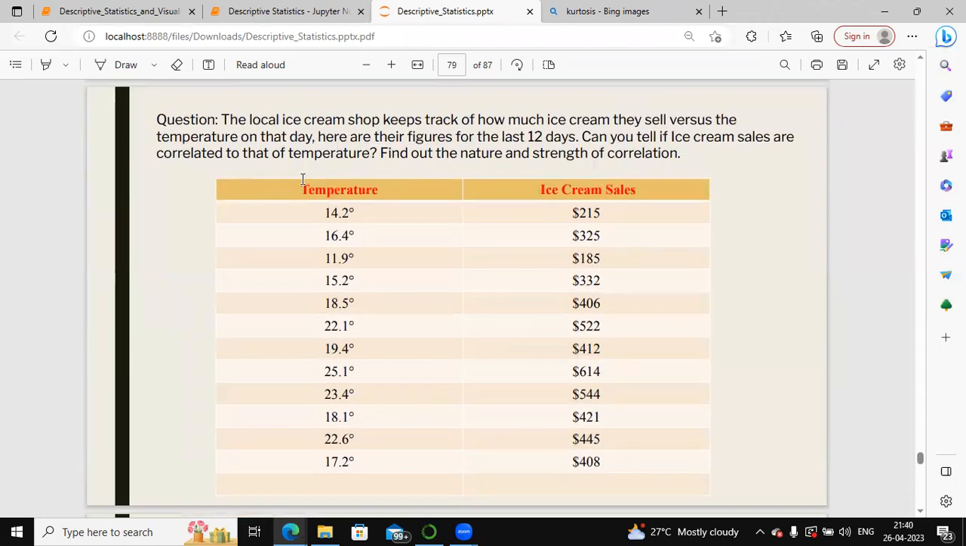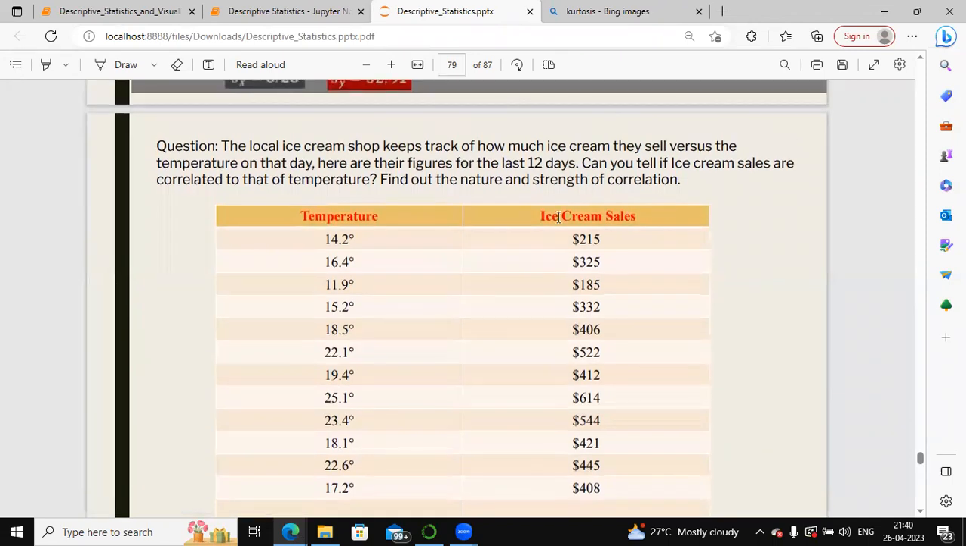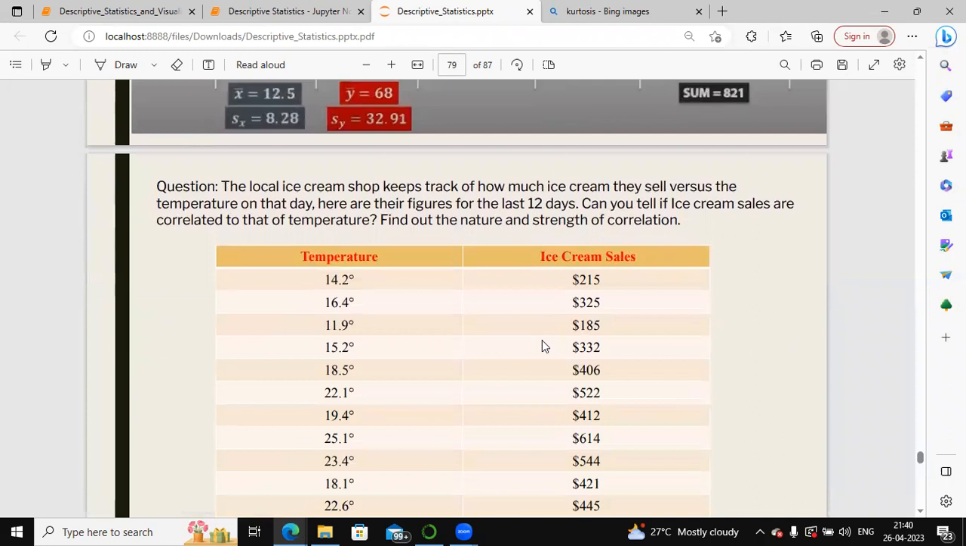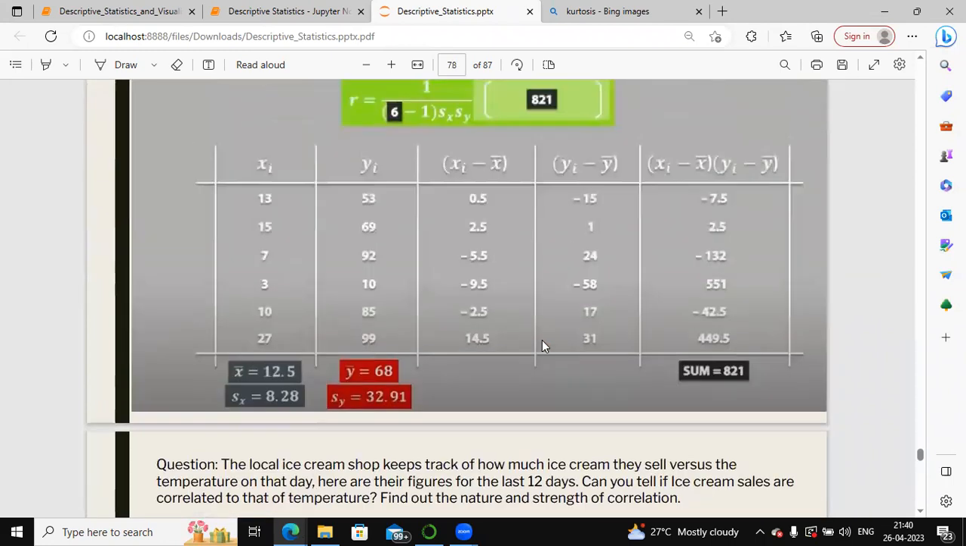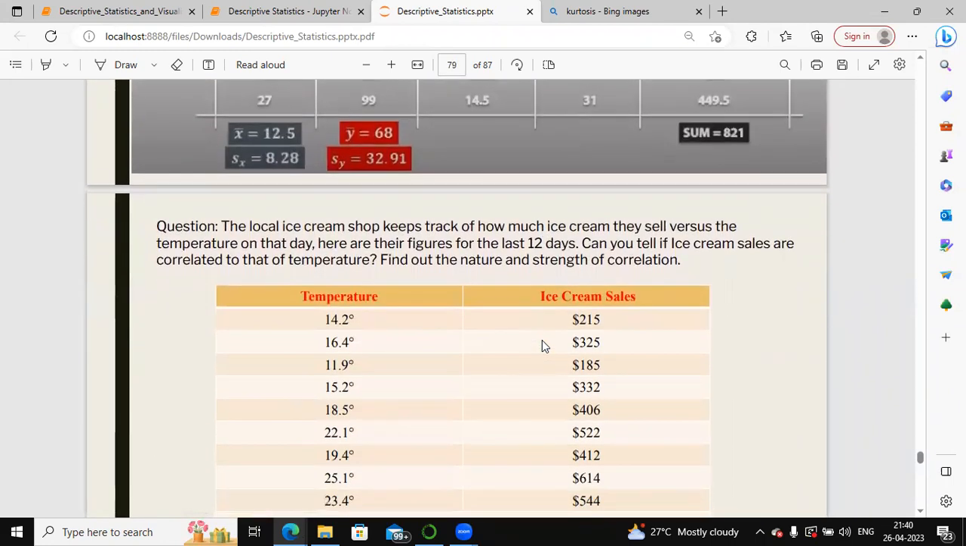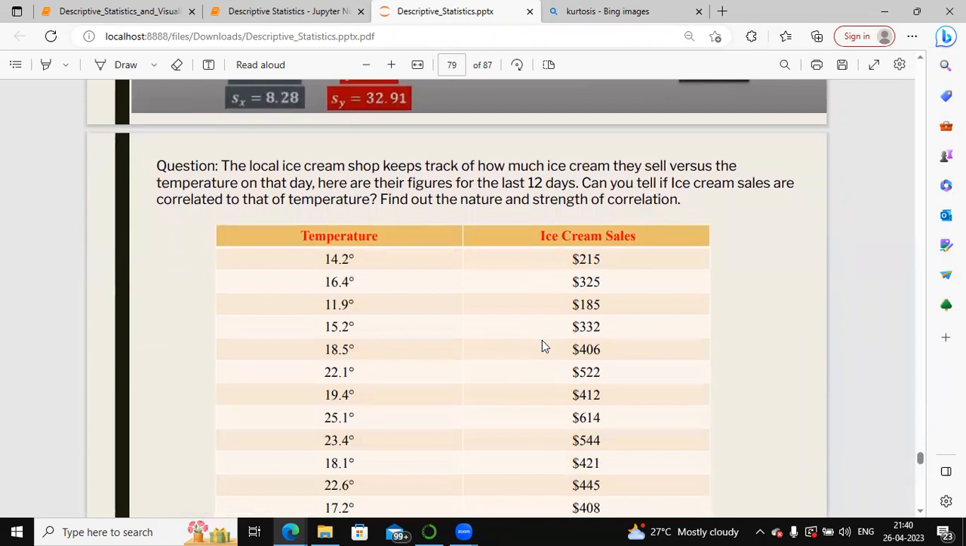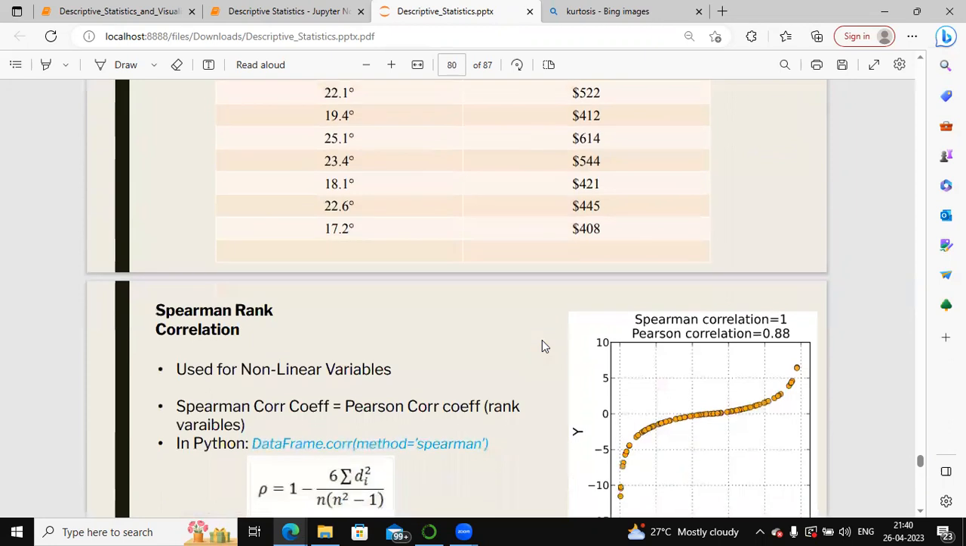Similarly, I would like you to make sure that you solve this question by yourself. Take this data, take temperature as x and ice cream sales as y, and calculate the correlation coefficient. Check what the correlation coefficient is, and check the nature and strength of the correlation.